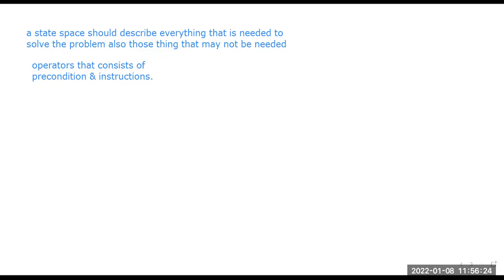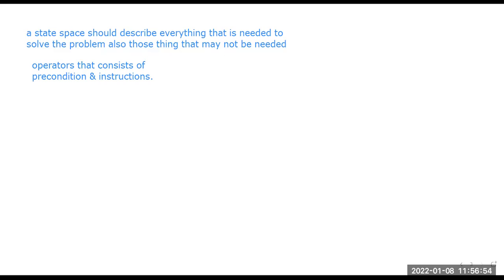And instructions tell the user how to create the next state. So two things: preconditions, which provide a partial description of the state of the world that must be true in order to perform the action, and instructions, which tell the user how to create the next state. Now this operator should be as general as possible to reduce the number.